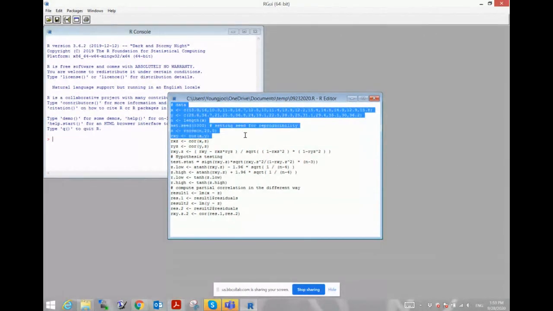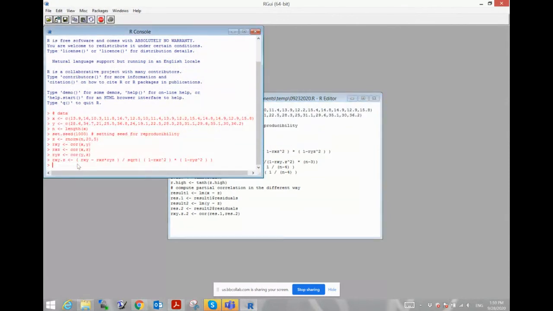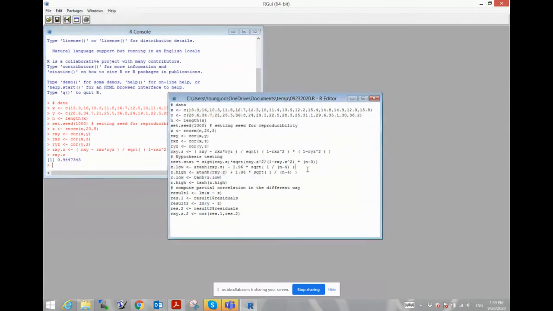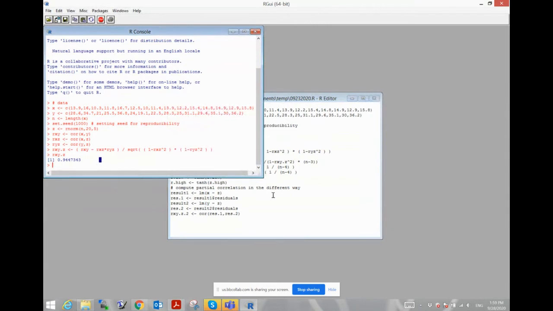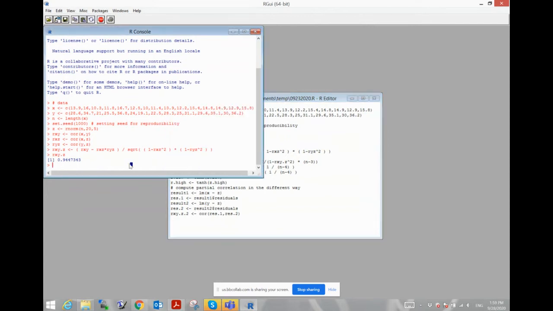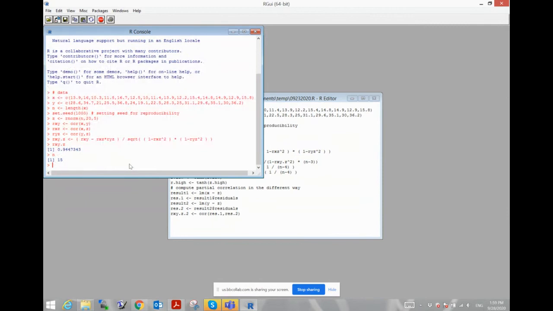When you run this, you get r_xy.z. So we have a very high value of the partial correlation. So we can do the hypothesis testing here. If you look at the n here, we have 15.